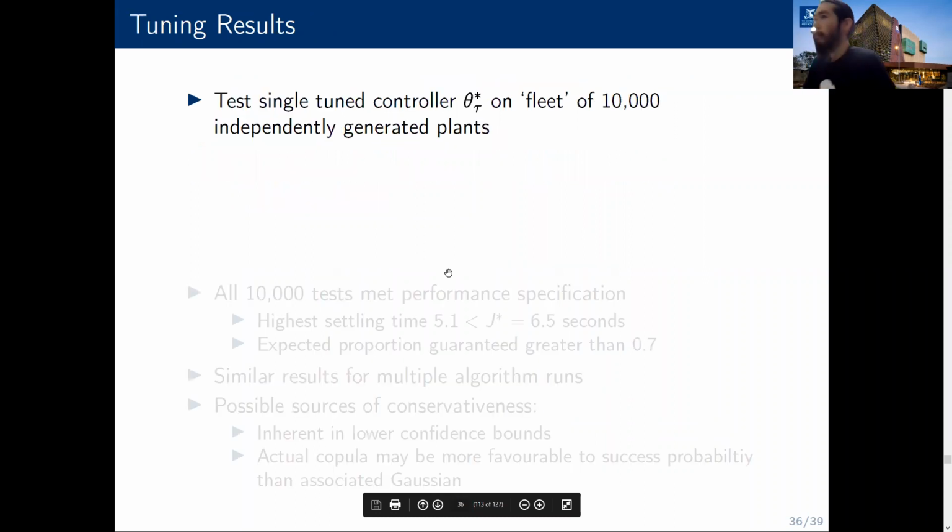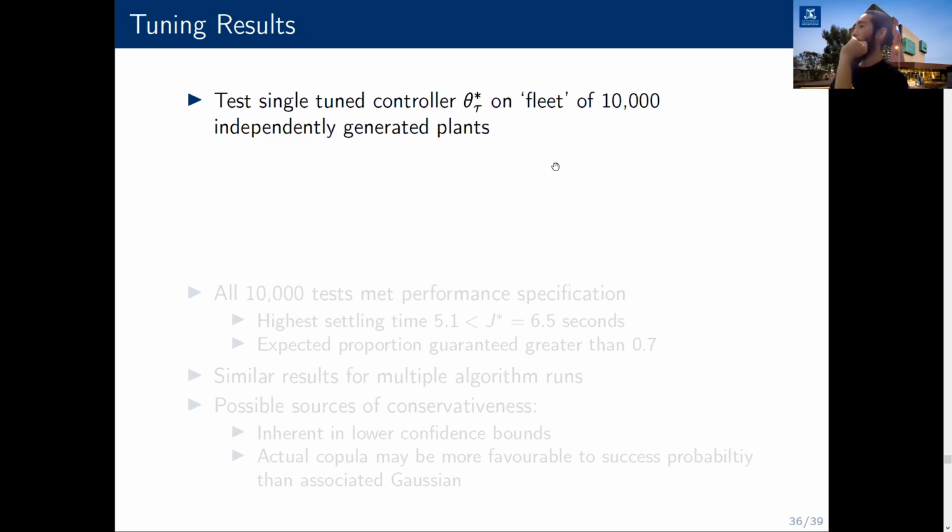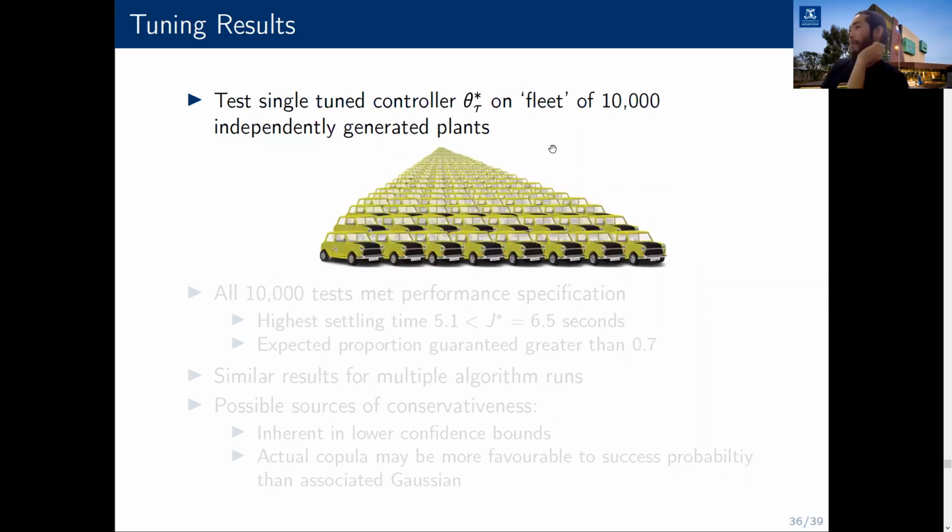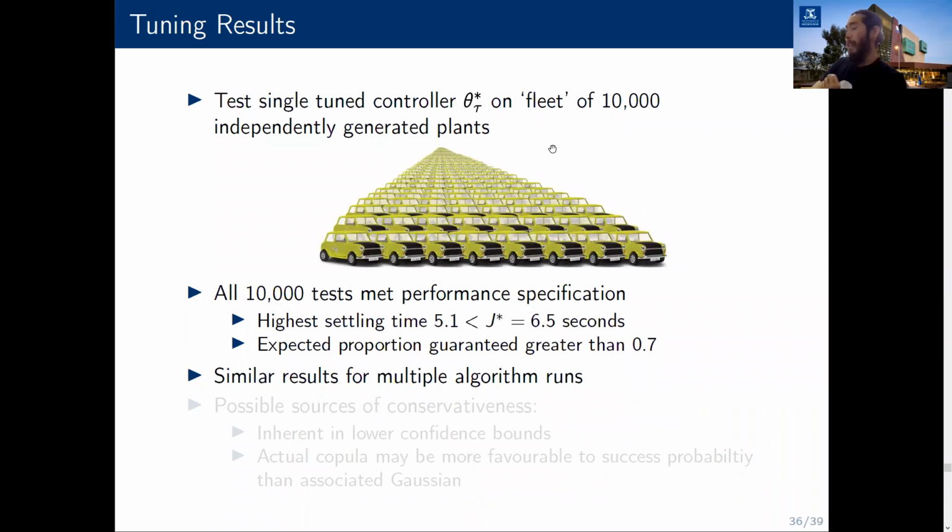from your samples. This is a simulation study, but if we pretended to go and test this single tuned controller from the algorithm on a fleet of 10,000 vehicles with varying plant dynamics, so we test each of these 10,000. For this algorithm run, actually all 10,000 tests met the performance specification, and it seemed to exceed the performance specification quite a lot. The highest settling time amongst all 10,000 tests was 5.1.